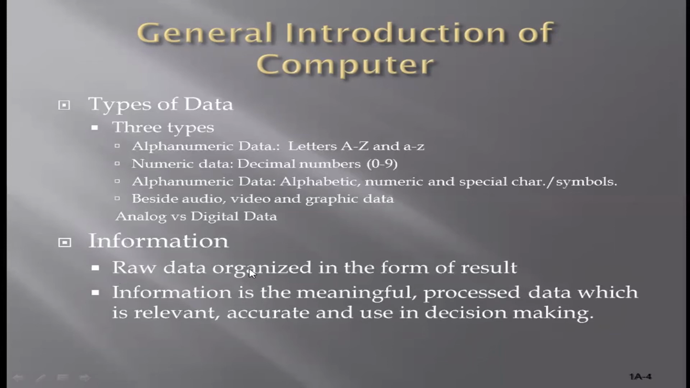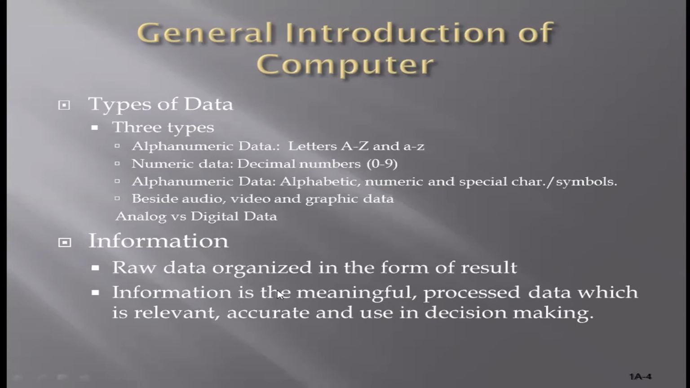What is information? Raw data organized in the form of a result. Data which is processed, which gives complete meaning to its user, is called information. Information means that when someone reads this processed data, he gets a complete sense, a complete picture. Information is also called processed data. This is no longer just data; it is called processed data, or information.